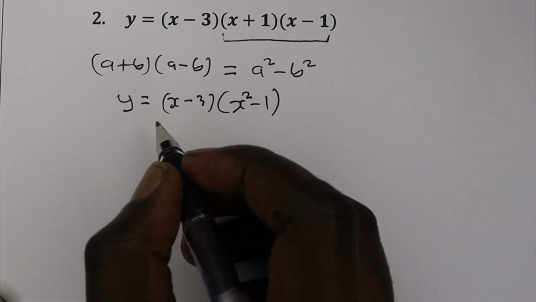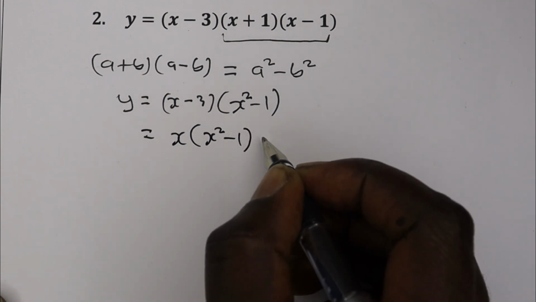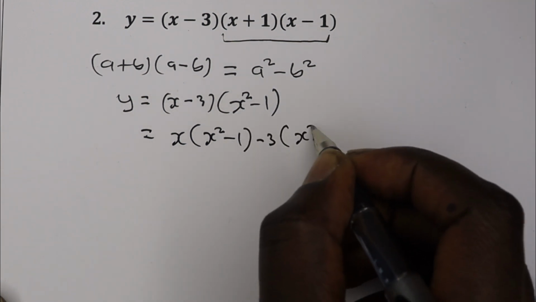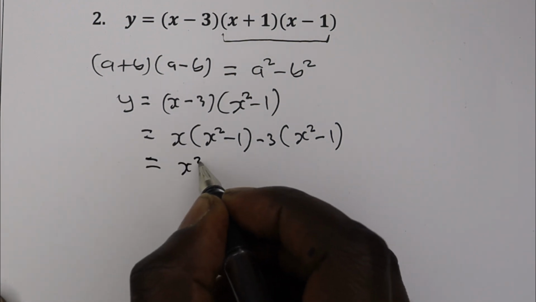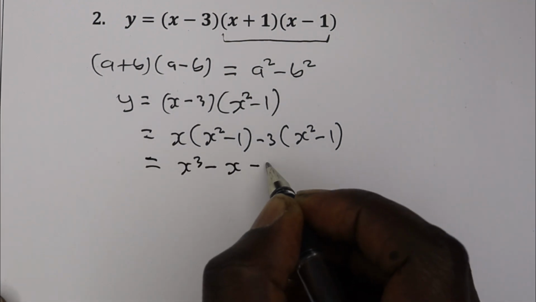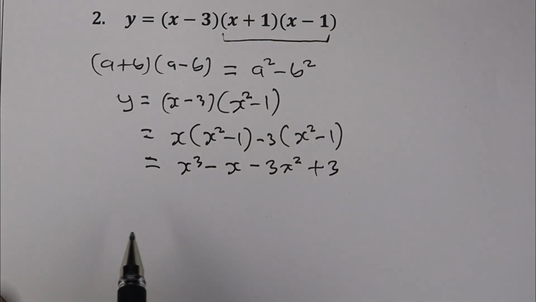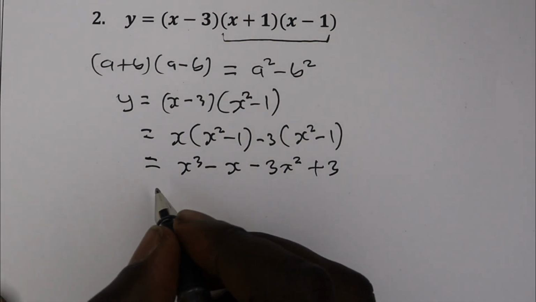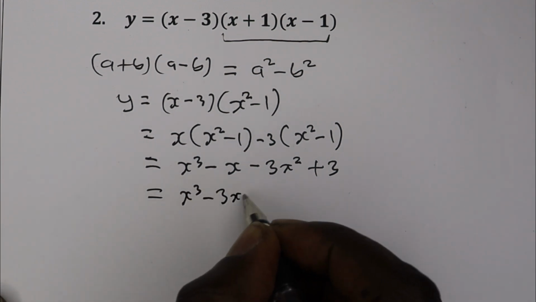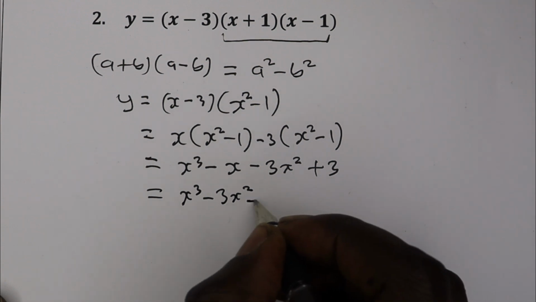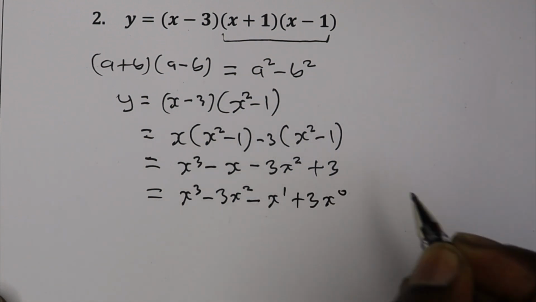So you can expand this so that you have x into x squared minus 1 minus 3 into x squared minus 1. So that this is x cubed minus x minus 3x squared plus 3. So you can rewrite this equation as x power 3 minus 3x squared minus x power 1 plus 3x power 0.